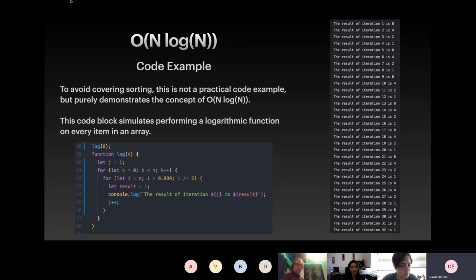Basically, we're putting 8 inputs into this function, and then each one of those inputs is being reduced by half each time it runs. So you have a total of 32 runtimes. Like I said, you'll get a much more concrete example when we actually do sorts next week.